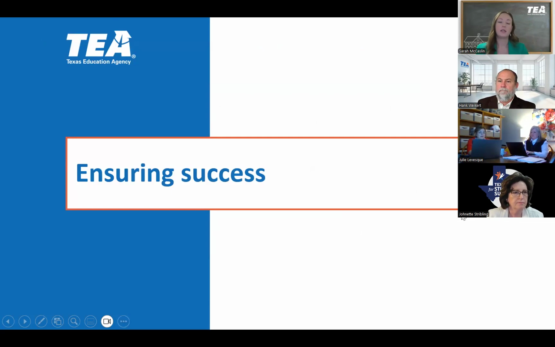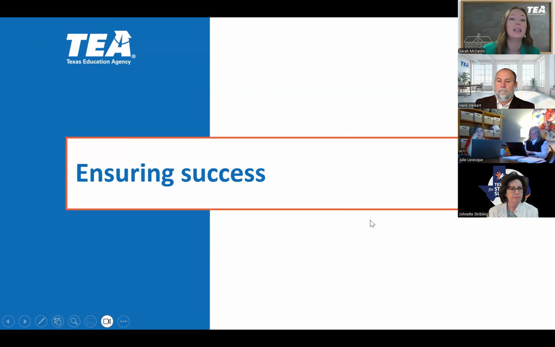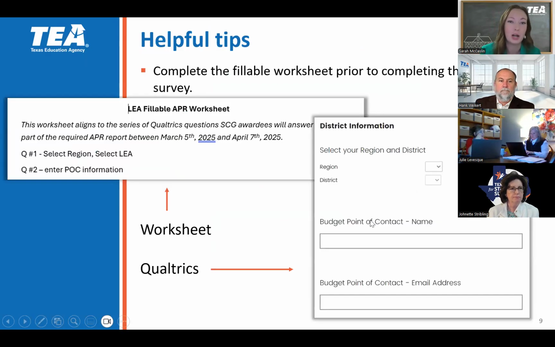Okay, ensuring success. So the next couple of slides, we're going to look at a one-to-one of screenshots of the fillable worksheet and screenshots of what you would find on the Qualtrics survey, how they align and talk to each other. Really what we're getting at is, it is definitely best practice to complete the fillable worksheet prior to completing the Qualtrics survey. On the left, you'll see a screenshot of the top of the fillable worksheet. On the right, you'll see a screenshot of the Qualtrics survey.